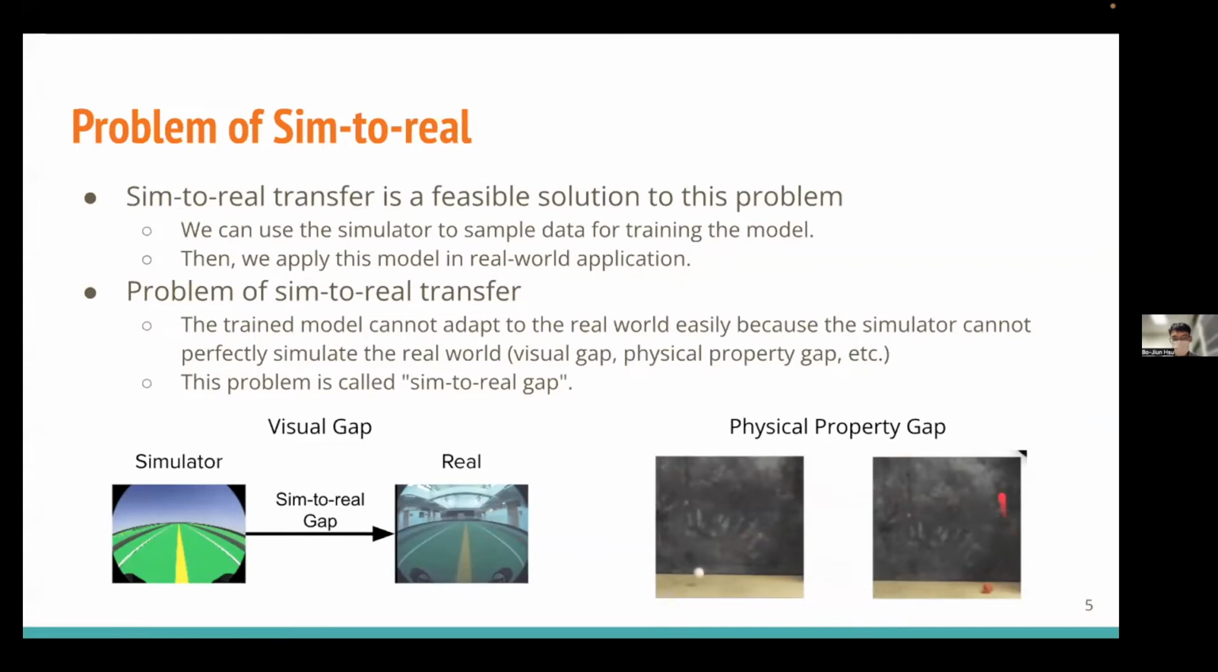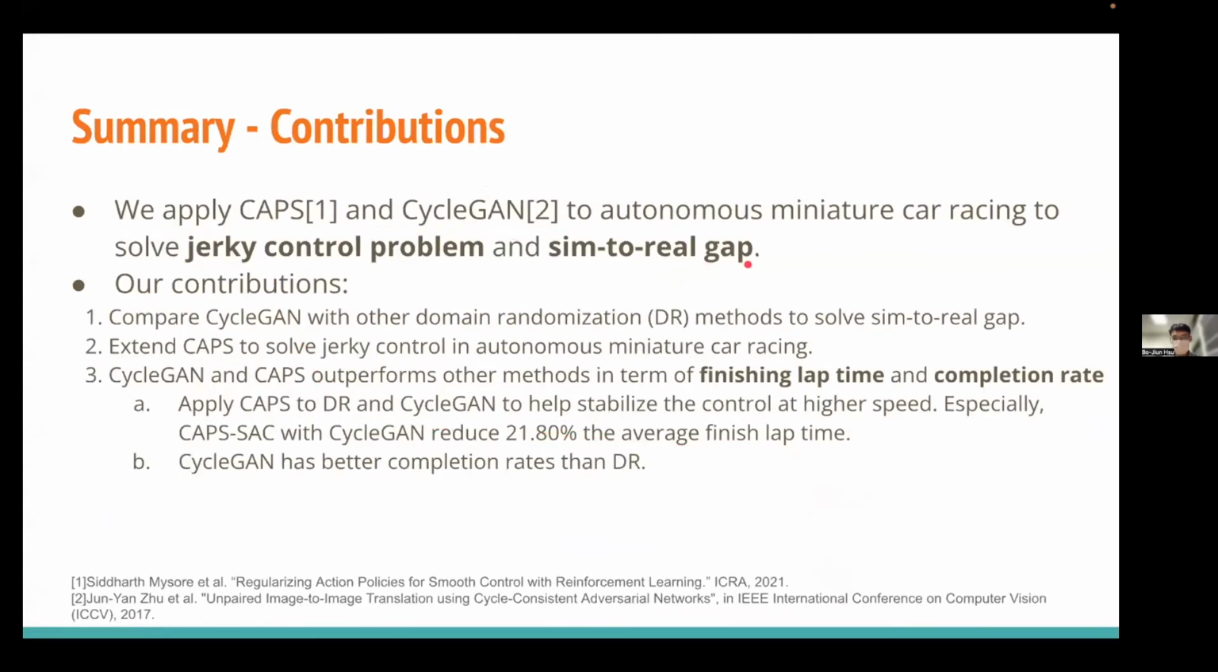We apply CAPS and CycleGAN to autonomous miniature car racing to solve the jerky control problem and the sim-to-real gap. We compare CycleGAN with domain randomization methods. We extend CAPS to solve jerky control in autonomous racing. And we show that CycleGAN and CAPS outperform the other methods in terms of finish lap time and completion rate.